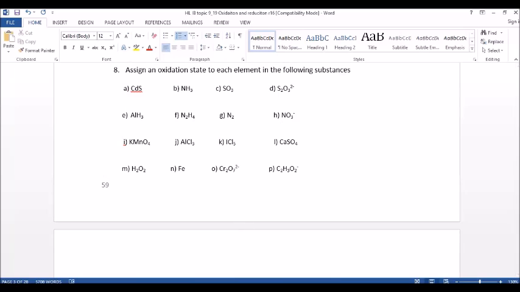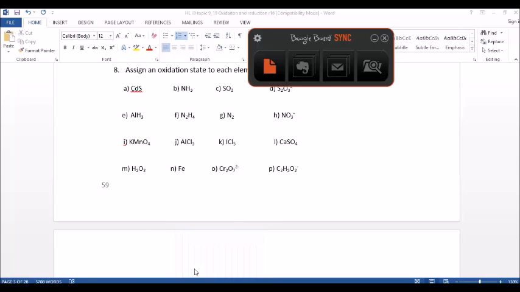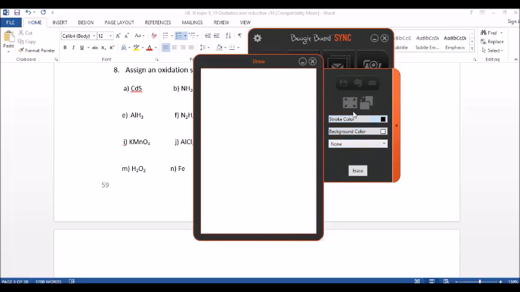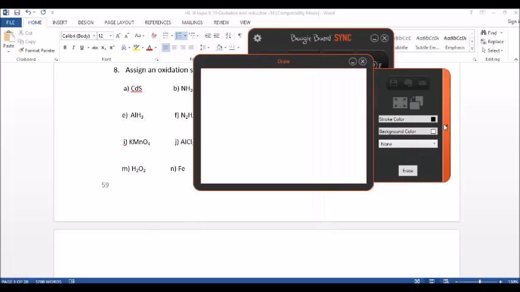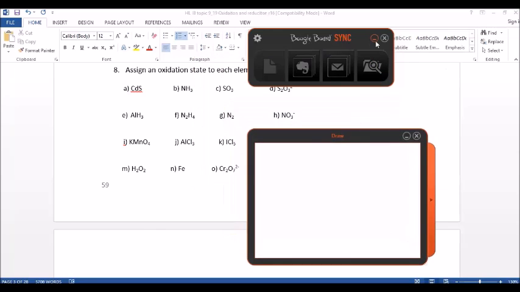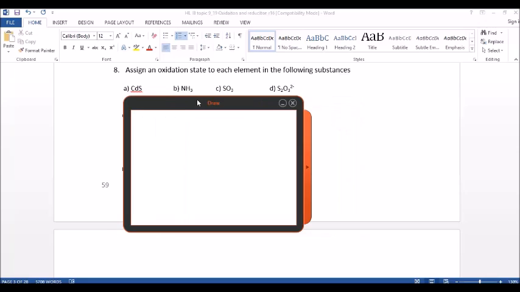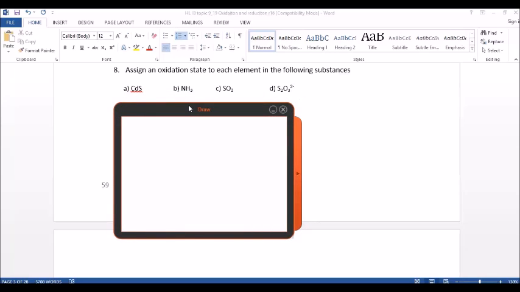So what we're doing here is we are going to assign oxidation states to these elements. Let me get this ready to go here. Okay, let me just do a couple of these with you. Like for A, CdS, cadmium sulfide, I guess.